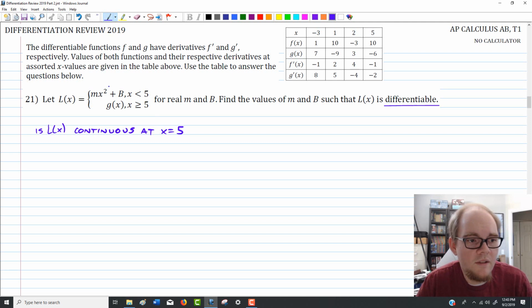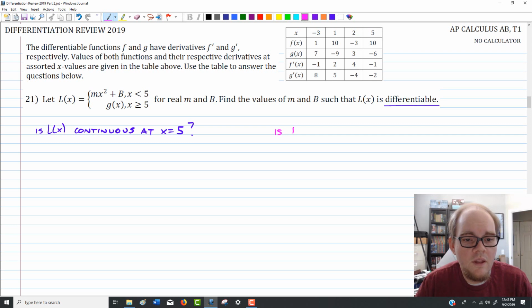I mean, technically, if you wanted to talk even more, mx squared plus b is a polynomial, so it's everywhere differentiable and continuous. And g of x is given as differentiable, so therefore it and its derivatives are both continuous as well. So we're going to answer that question first. Is L of x continuous at 5? Because we've got to have a continuous function to find a derivative.